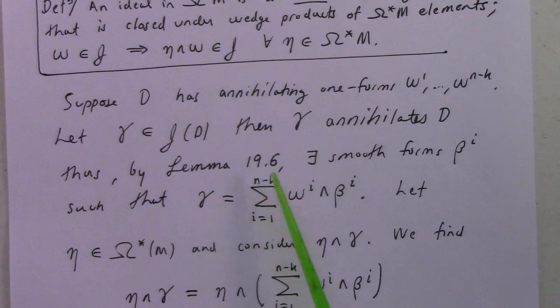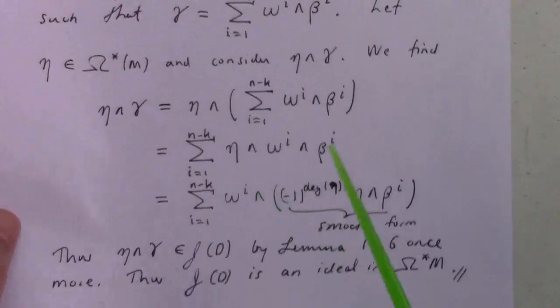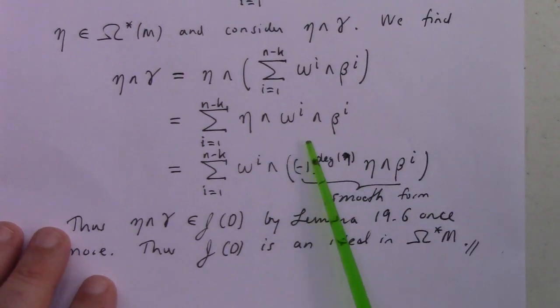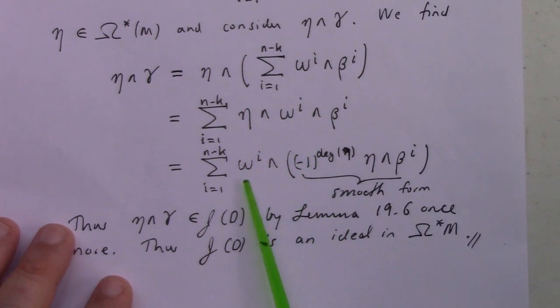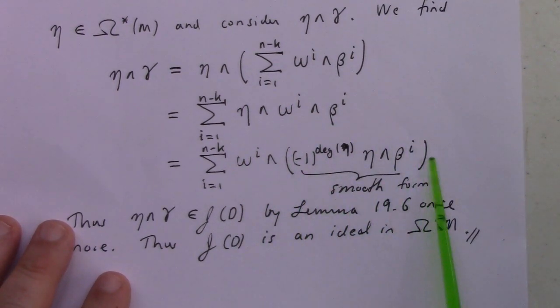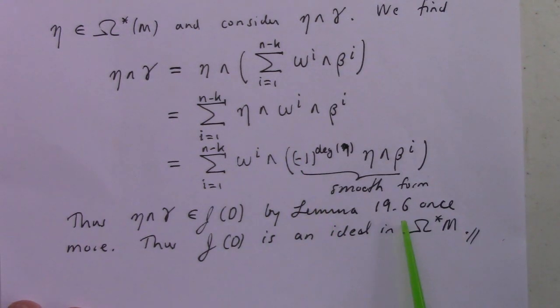Then gamma annihilates D. Thus, by lemma 19.6, there exist smooth forms beta I such that gamma is the sum over the defining one forms omega I. But then if we take any other differential form over the manifold and wedge it with gamma, we can rewrite the wedge as a wedge product of omega I with this thing, but that's a smooth form, and then again by lemma 19.6 that implies that eta wedge gamma annihilates D, which is to say that omega wedge eta wedge gamma is an element of D, which proves that J of D is in fact an ideal.